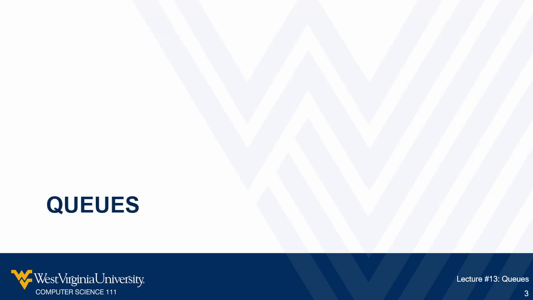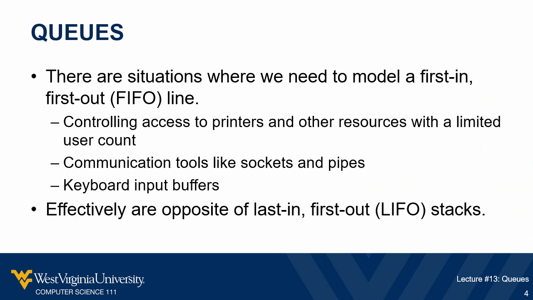When we were working with stacks, we saw that they were a last in, first out type of data structure. The item that we added most recently to a stack is going to be the one that will first be removed. Queues are sort of the opposite of that. They're first in, first out. So the thing that we added to the queue first is going to be the thing that we remove from the queue first.